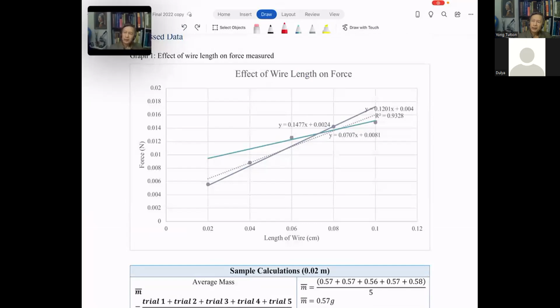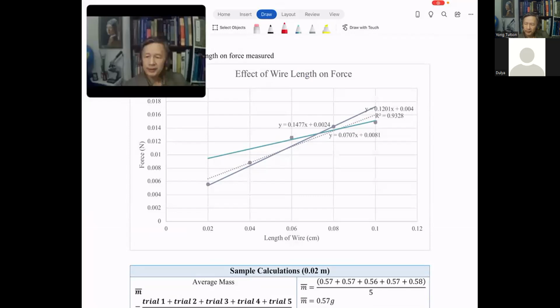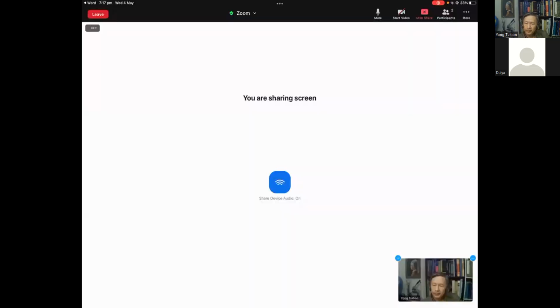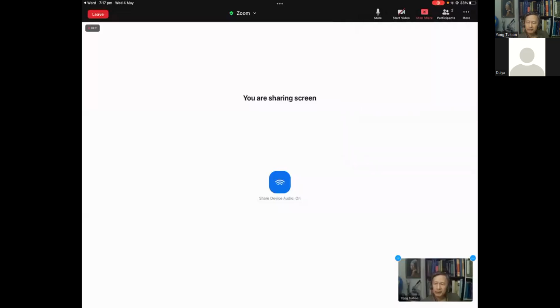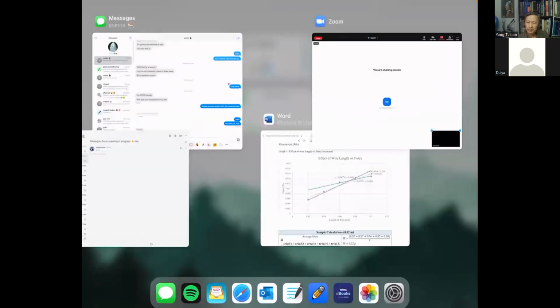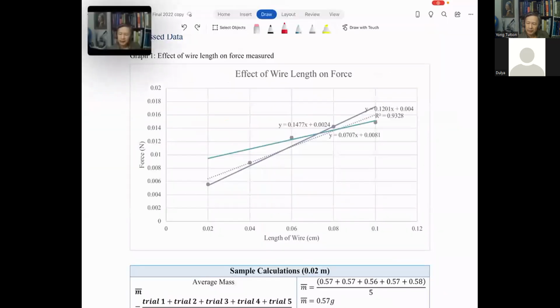For some reason, I can't annotate. Is this on PC? No, this is on iPad. iPad, that's right. This happened to another student. Anyway, can you just show me the diagram, because I cannot draw anything.